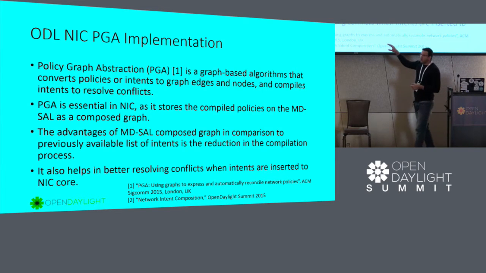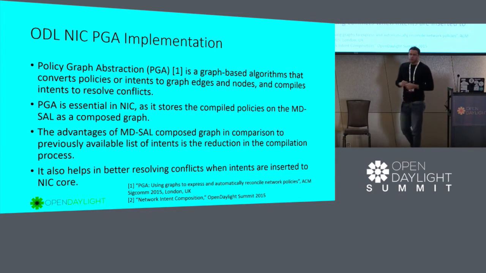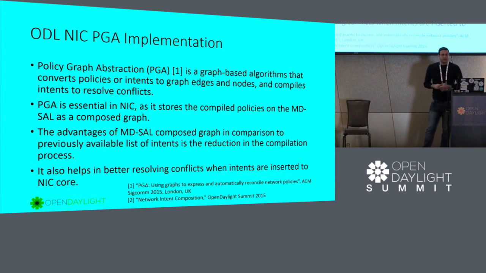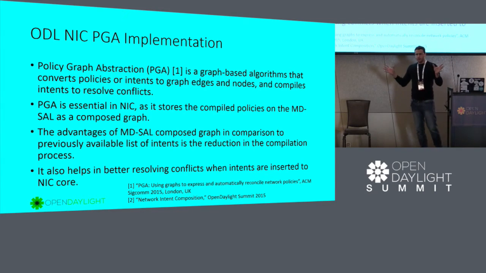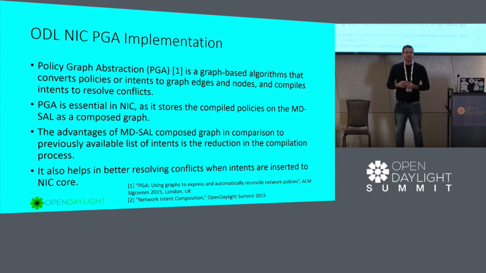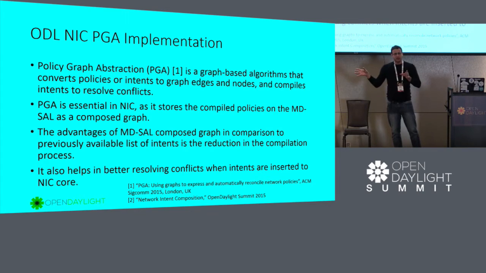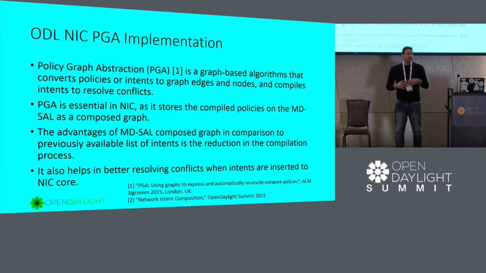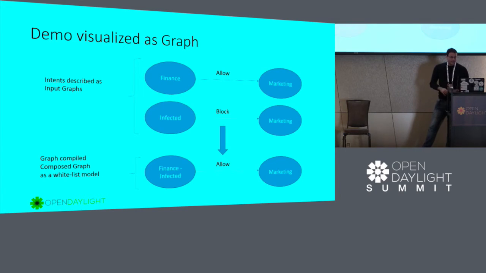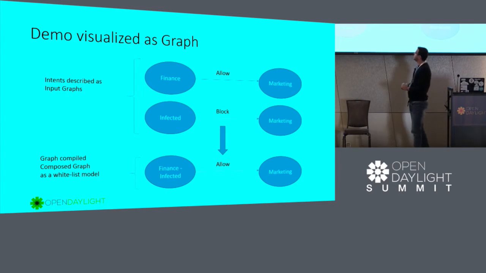So we are using the MD-SAL to store the compiled graph, because two intents can be compiled and generate just one flow. It means that we have these two intents created by different users. Once the intent graph compiles them, it can generate just one compiled intent, and then it can generate just one flow for that. This is an example for us.